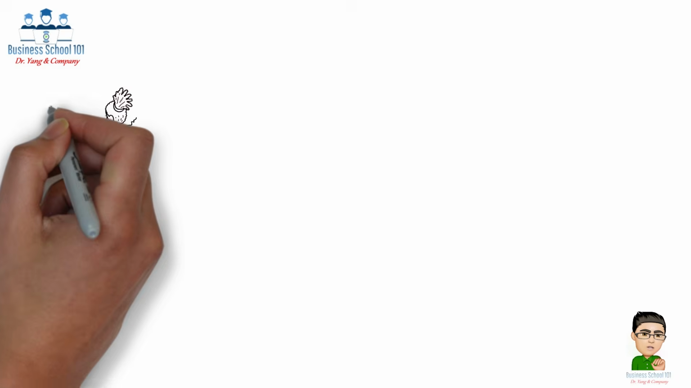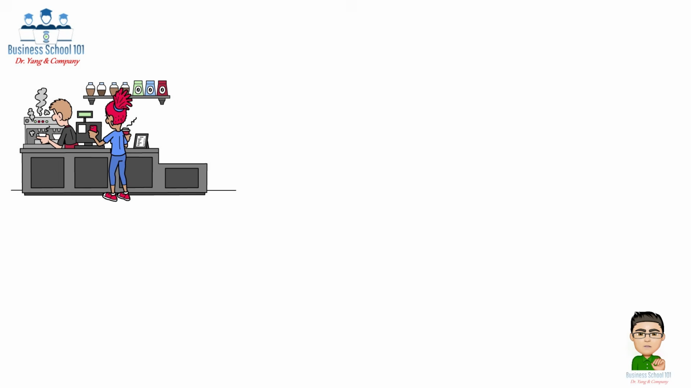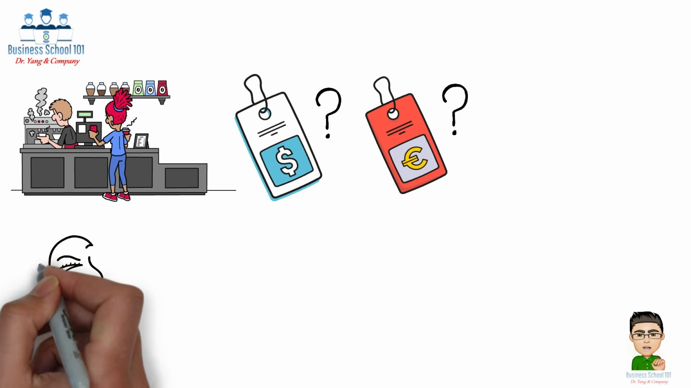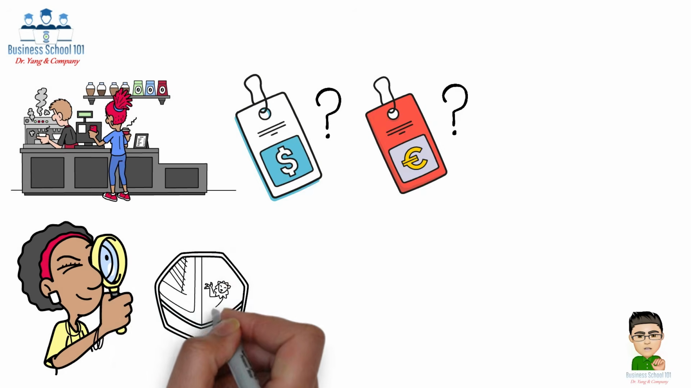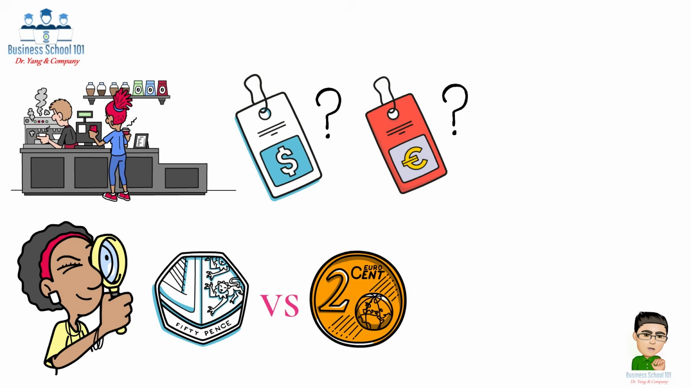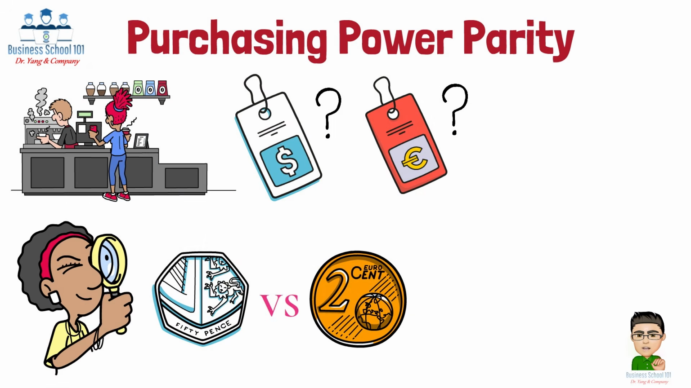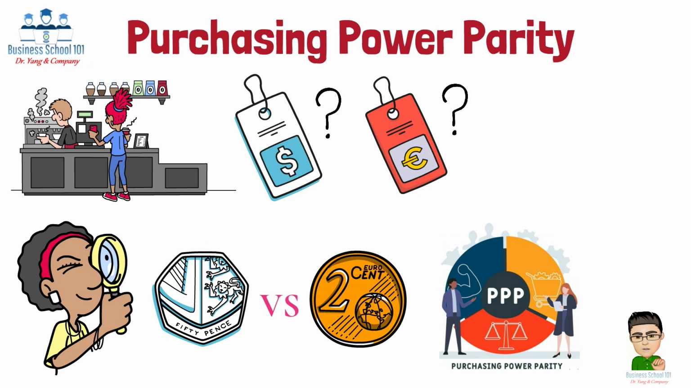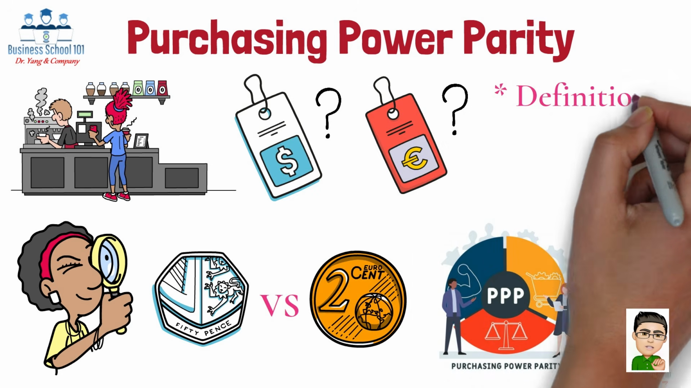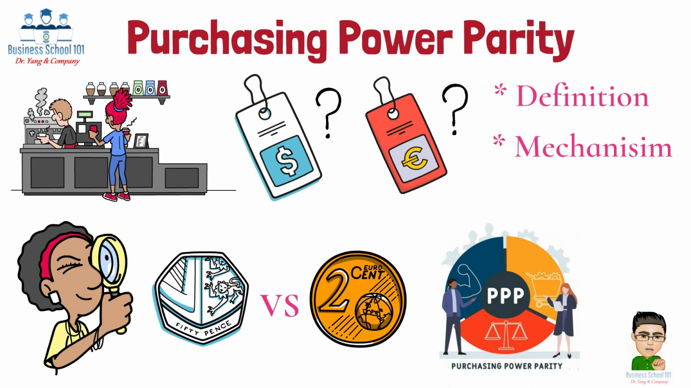Have you ever wondered why the same item, like a cup of coffee, costs differently in different countries? Or why economists often compare the value of currencies across nations? That's where purchasing power parity, or PPP, comes into play. In today's video, we'll break down what PPP means, how it works, and why it's important for understanding global economies.